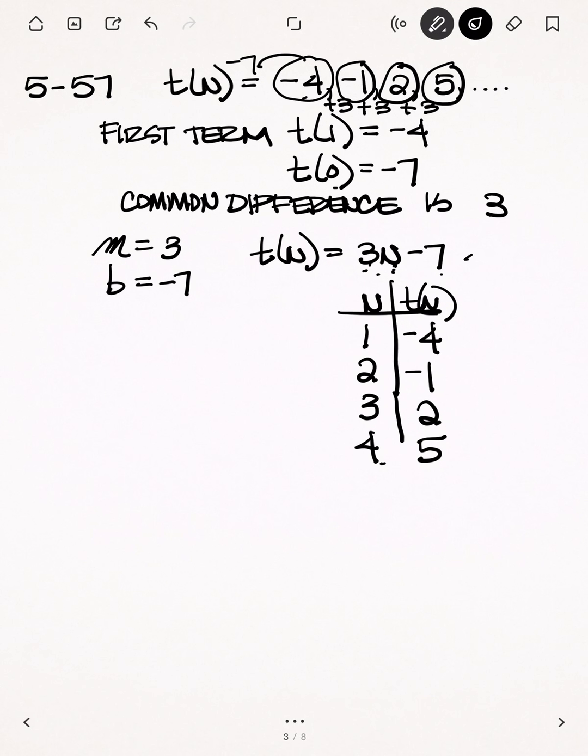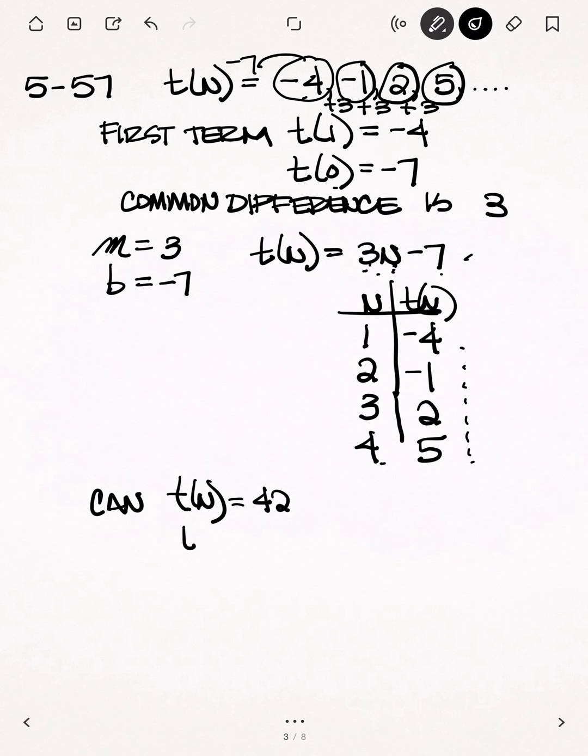Now, on this next part, it's going to ask you if t of n can equal 42. That means if I continue down, would I eventually get to 42? Well, I don't want to do that on my XY chart, but I can use the equation to help me.